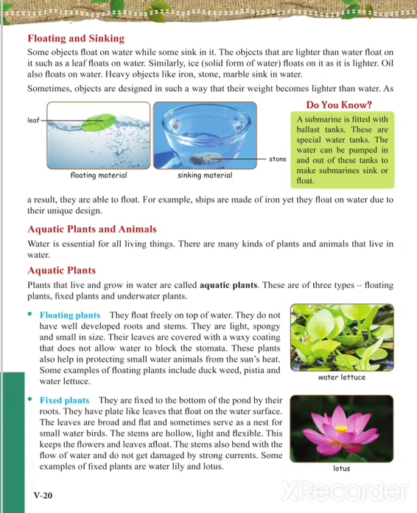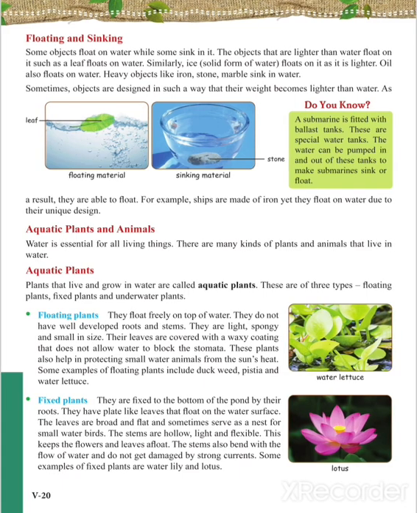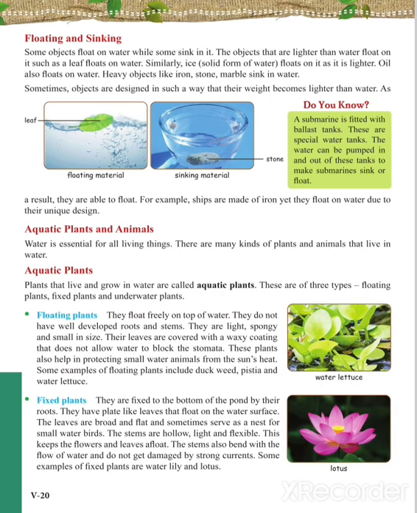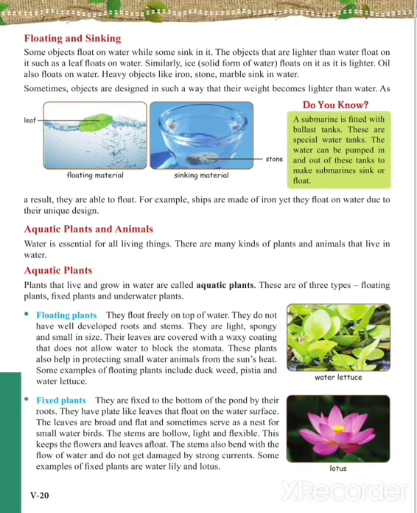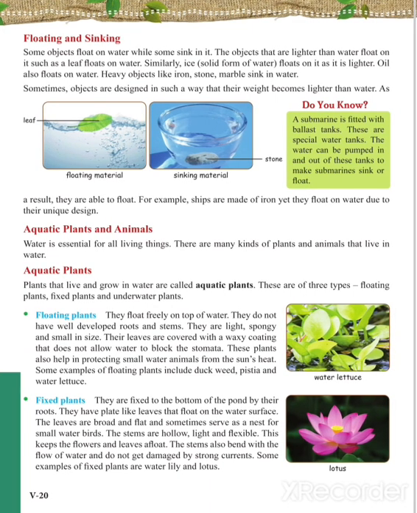Now, aquatic plants and animals. As we know, under the water there is life which we call aquatic life. In this aquatic life, there are many plants and animals. Water is essential for all living things. There are kinds of plants and animals that live in water. The animals and the plants which live in the water are called aquatic plants and animals.